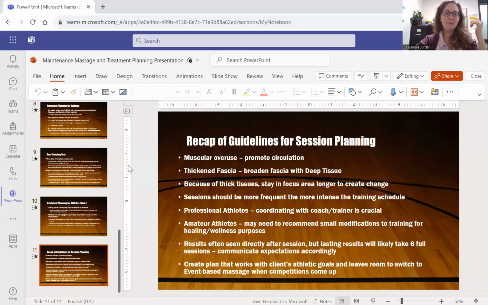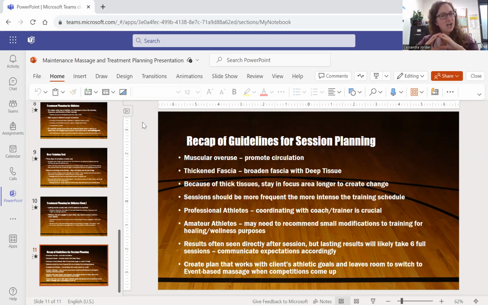So let's recap guidelines for session planning. If they have muscular overuse, we're going to promote circulation, right? We're going to promote that fluid exchange. If they have thickened fascia, we're going to broaden that fascia with deep tissue. Because of thick tissues, stay focused. You're going to stay in the focus area longer to create a change.